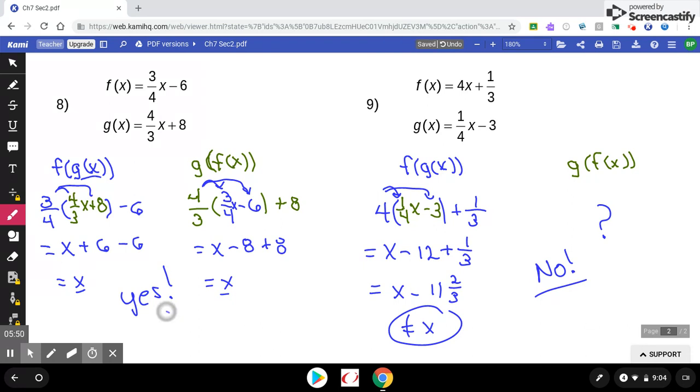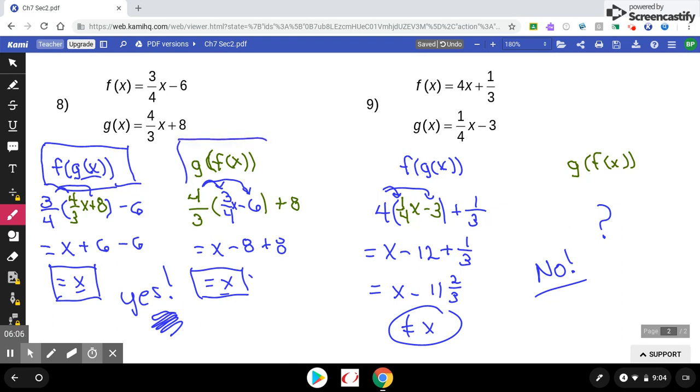Let's come back over here, though, just to double check and make sure you understand. They both have to be x. So if you do get one that equals x, you can't quit right there. One more time: to prove two functions are inverses of one another, you must do a composition of functions for f of g of x and g of f of x. And if they both equal x, you get a yes.